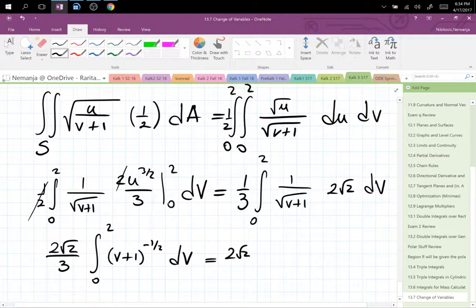2 square root of 2 over 3. So now this is plus 1/2, so it becomes v plus 1. Oh, did I say earlier it was ln? I lied. I clearly lied.